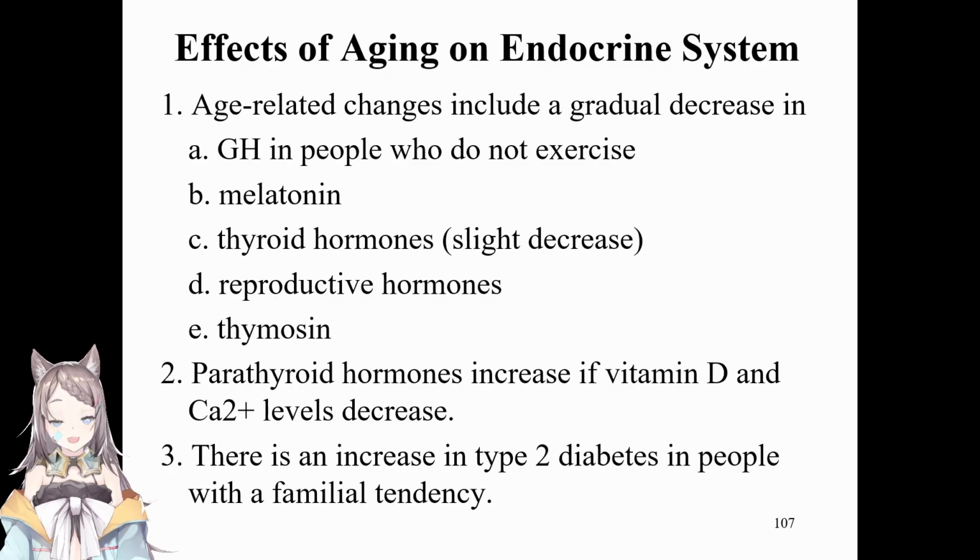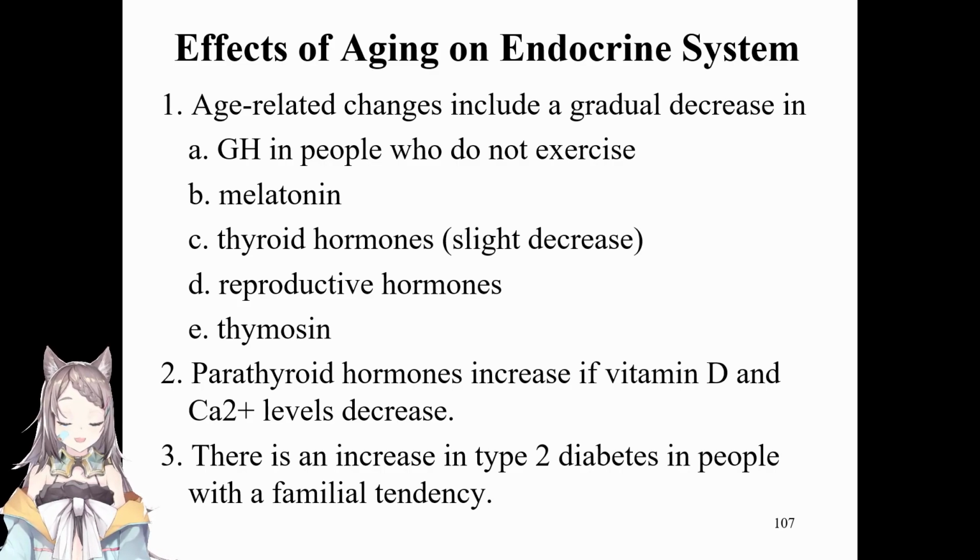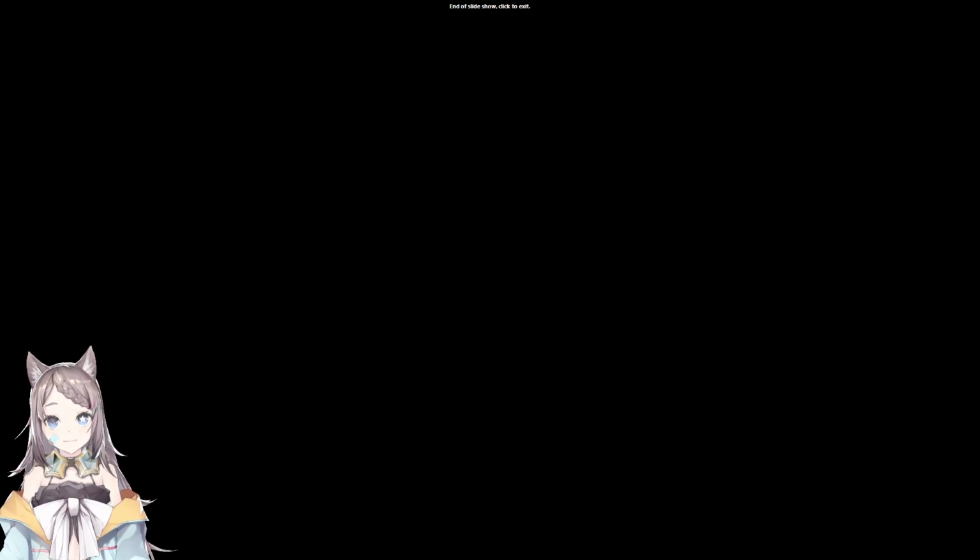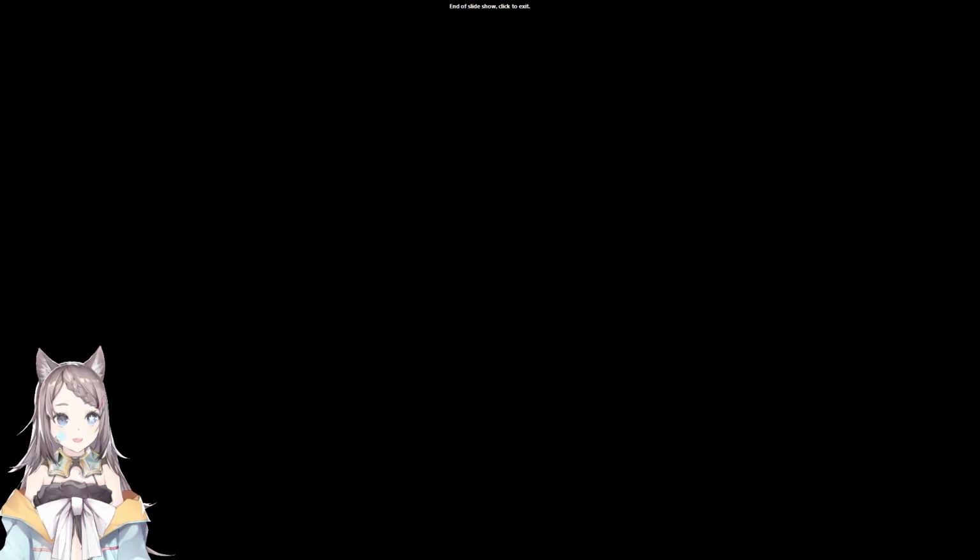So, effects of aging in the endocrine system. Age-related changes include gradual decreases in growth hormone, particularly with people who do not exercise, melatonin, thyroid hormones, reproductive hormones, and thymosins. Parathyroid hormones increase if vitamin D and calcium levels decrease. And there is an increase in type 2 diabetes in people with a familial tendency. So that is it for the lecture.